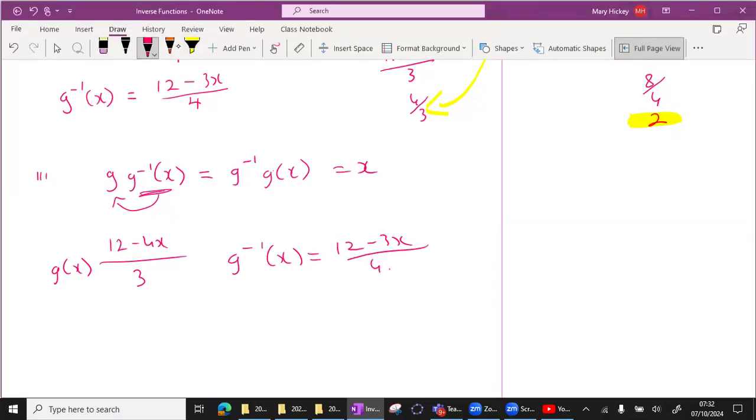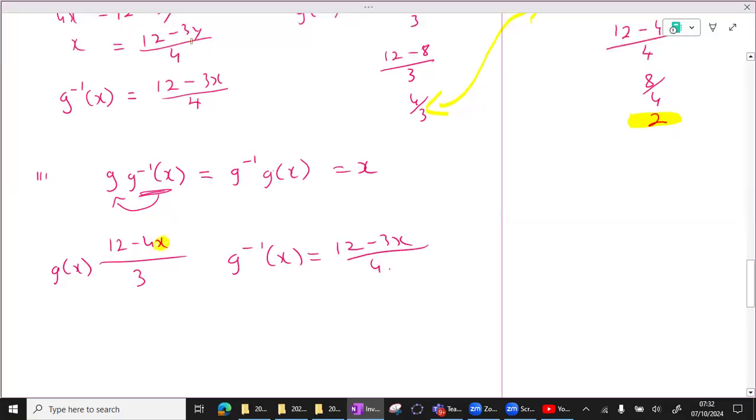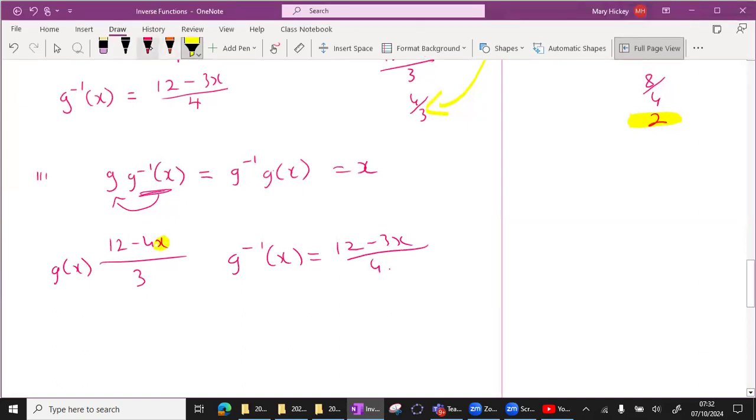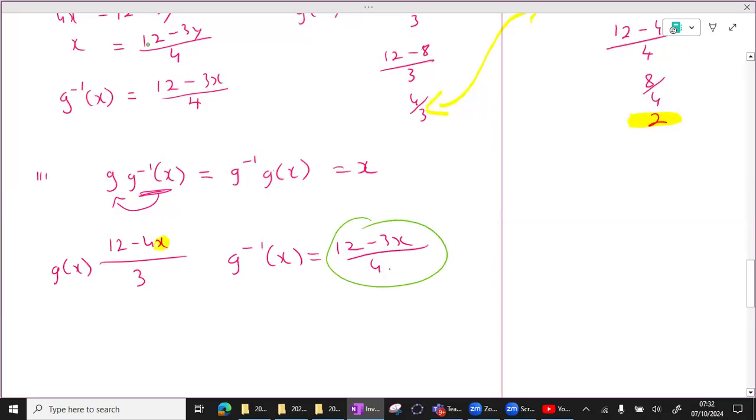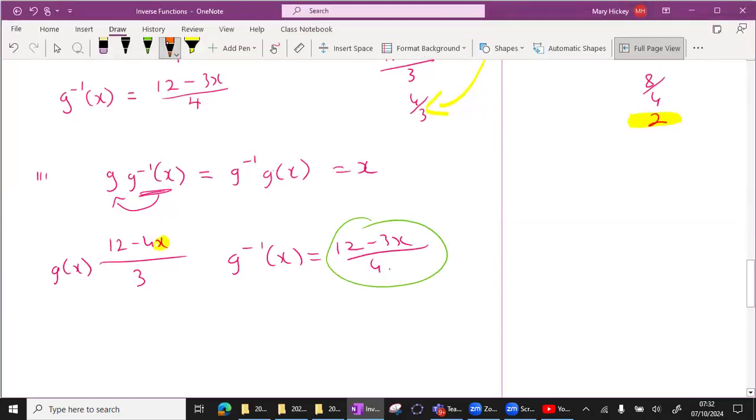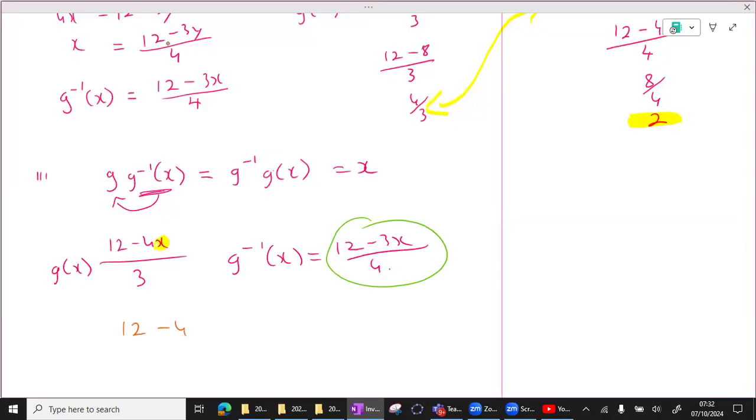So what we're doing is wherever we have an x in the function, we are now going to put in the place of that, this guy. So we end up with 12 minus 4 times 12 minus 3x over 4, all over 3. So in other words, we are putting the inverse into g of x, okay? So wherever there was an x, I replace it with my inverse.